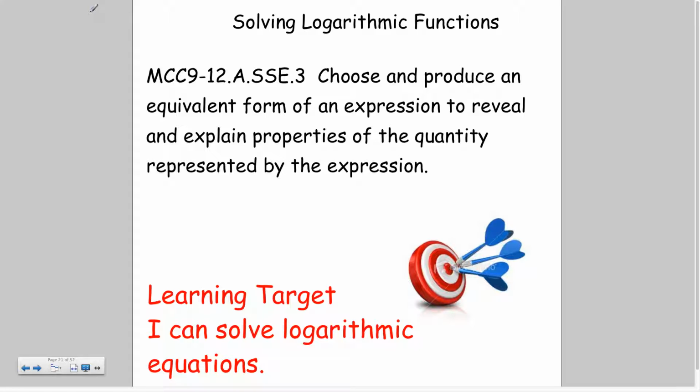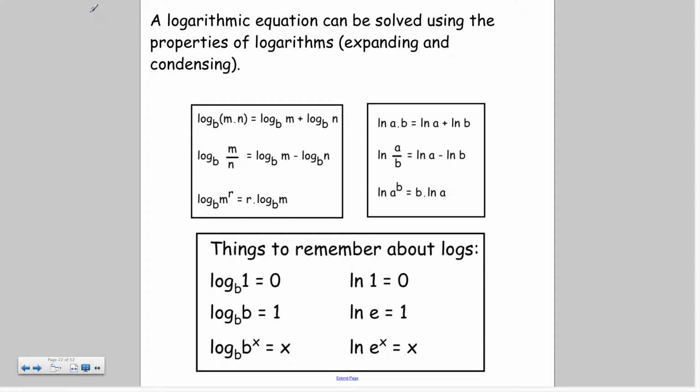So your learning target is that you can solve log equations. All right. So we are on page 11. At the bottom, a logarithmic equation can be solved using the properties of logs, expanding and condensing. So that's why we did the expanding and condensing first. And if you look, I have the charts on your paper, and it just reminds you of how to expand and then what those rules are.